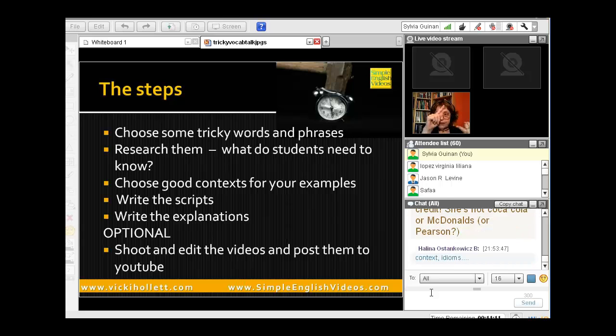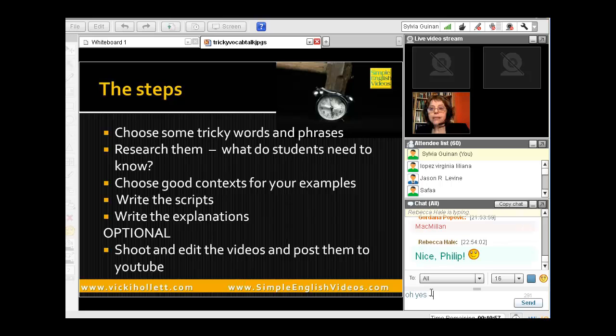Michael Swan, Practical English Usage. Do you use that book? Oh, I can't find it. But it's an excellent book. I research on the web. Other teachers have often had other ideas that they've posted on the web.